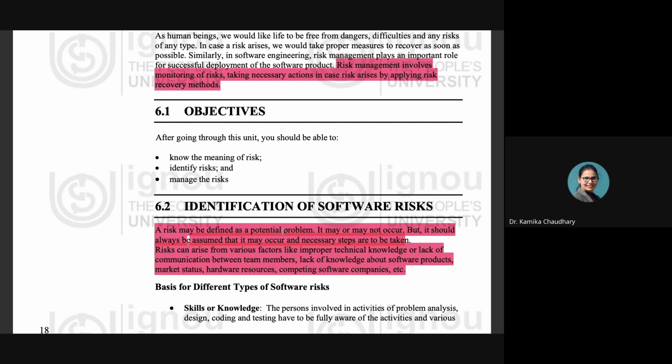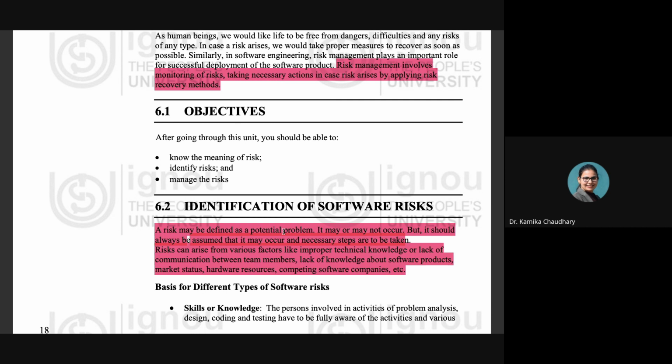If they occur, what will be the situation? So preventing our system from those particular things comes under software risk. It should always be assumed that it may occur and necessary steps are to be taken. From the perspective of the designer of the software, it should always be taken into consideration that if there is a chance, then the risk is going to happen. Then only can it be eradicated.